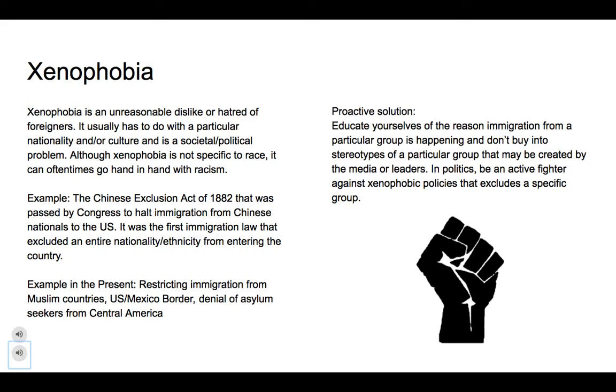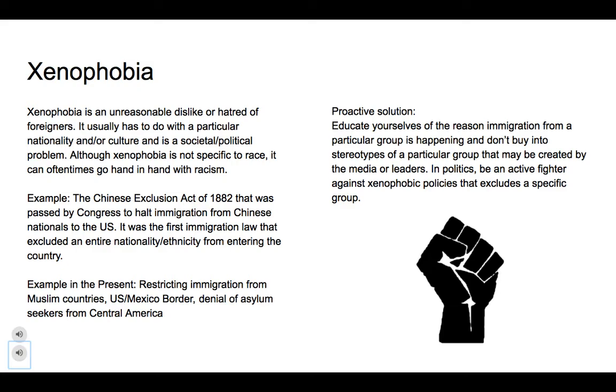One of the first examples that we see throughout history of xenophobia being a bigger societal and/or political problem is the Chinese Exclusion Act of 1882 that was passed by Congress to halt immigration from Chinese nationals to the United States at the time. It was the first immigration law that excluded an entire nationality and/or ethnicity from entering the country. This also set precedent for other immigration laws and/or political actions in the future.